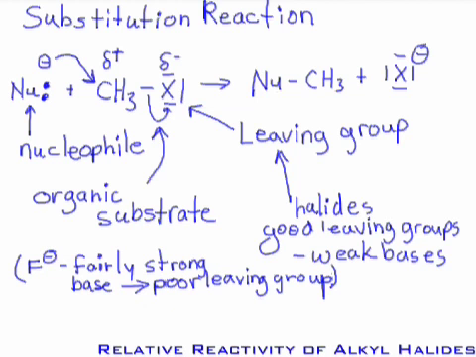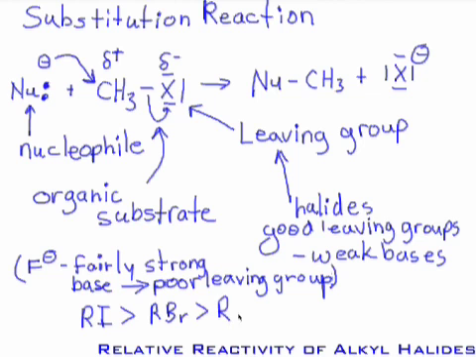In terms of relative reactivity, the reaction rate can be directly related to leaving group ability. If I use the same nucleophile and I compare an alkyl iodide to an alkyl bromide, I find the alkyl iodide reacts faster than the alkyl bromide.